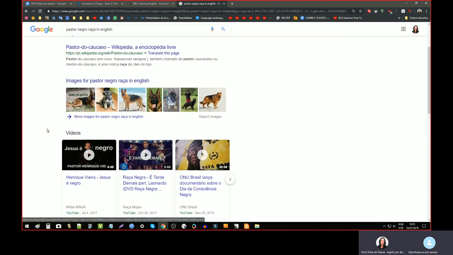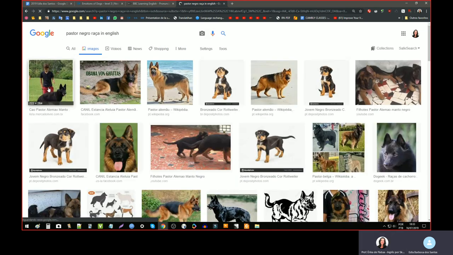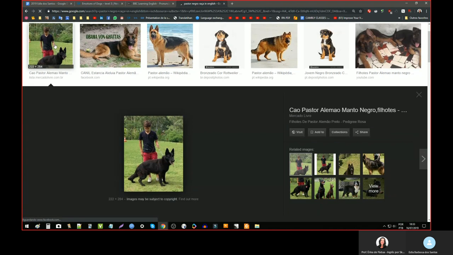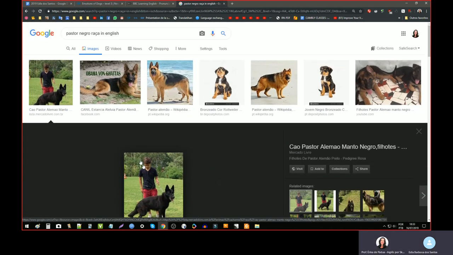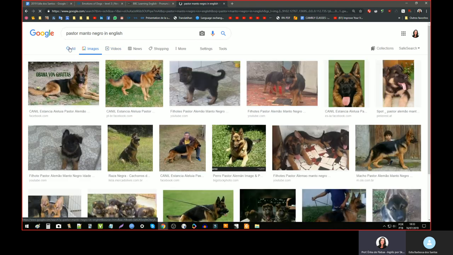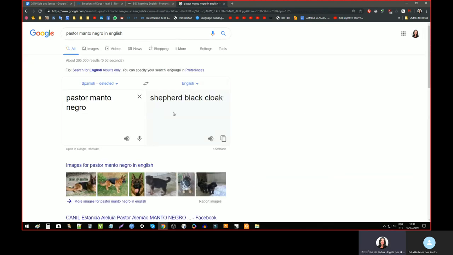Yes, and only black. Like this one here. Manto negro. Okay. Right, this one? Yes, yes. That's the same. Let's try this one. Manto negro. Last time. Let's try this. Shepherd's black. I'm not sure.